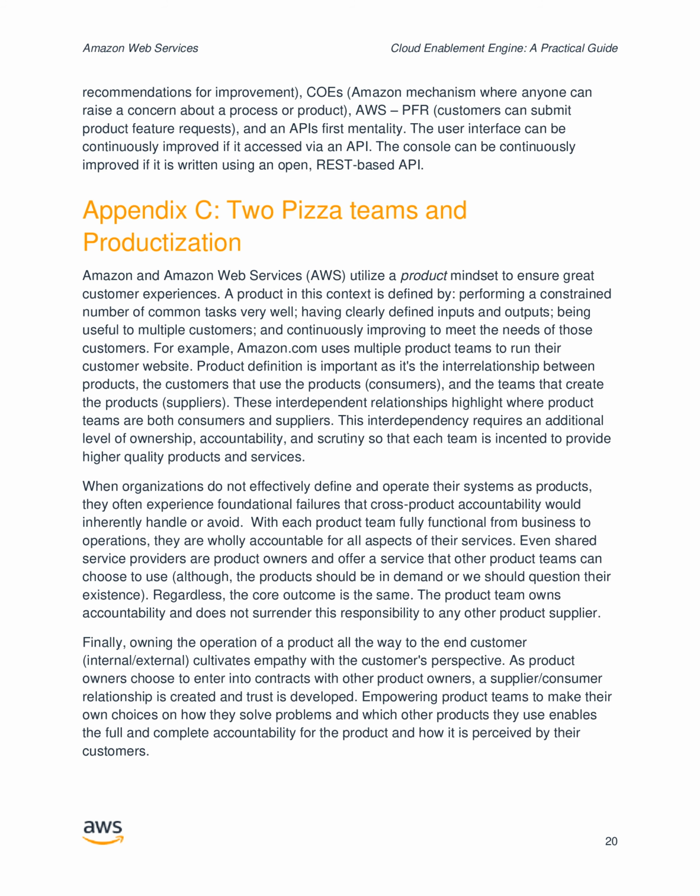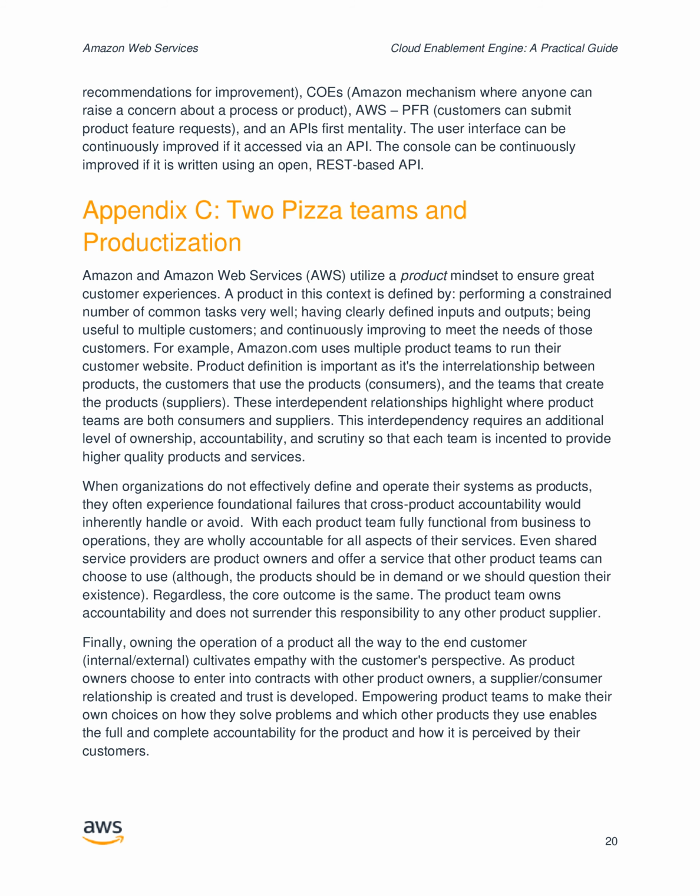This interdependency requires an additional level of ownership, accountability, and scrutiny so that each team is incented to provide higher quality products and services. When organizations do not effectively define and operate their systems as products, they often experience foundational failures that cross-product accountability would inherently handle or avoid. With each product team fully functional from business to operations, they are wholly accountable for all aspects of their services.